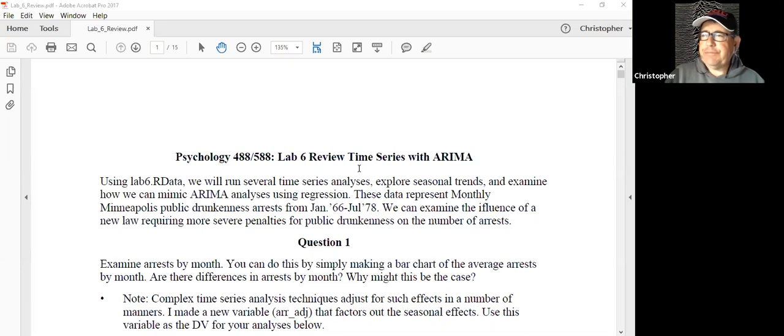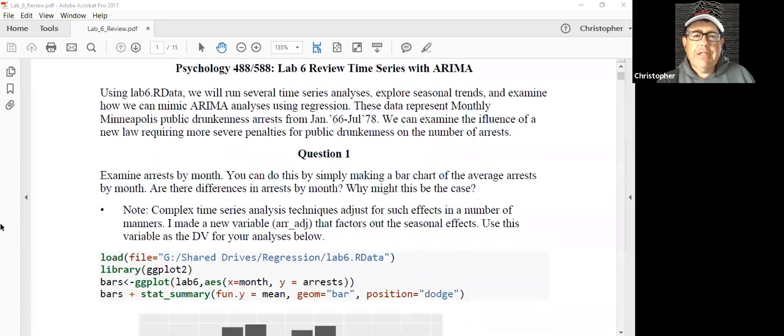I believe there's at least one question on time series on homework 4. So in the first analysis, we're looking at a data set measuring drunken public arrests. And these are kind of a classic time series data set that appears in a lot of textbooks. These come from Minneapolis public drunkenness arrests. They go from January 1966 to July 1978. And the reason why these are good to examine is that there was a change in laws around public drunkenness that ended up greatly reducing the amount of arrests, as we'll see.